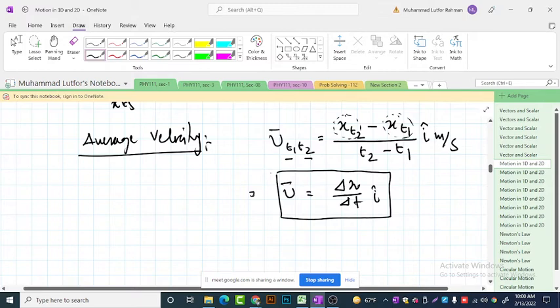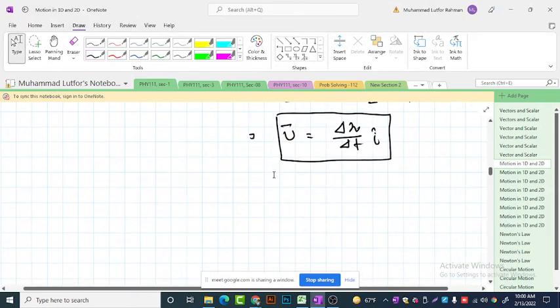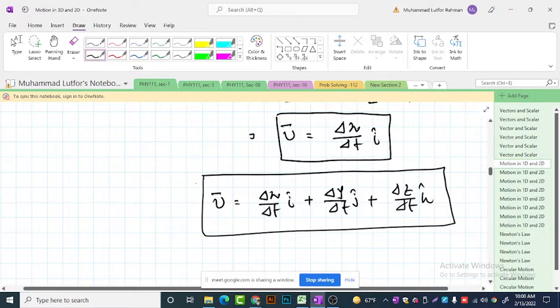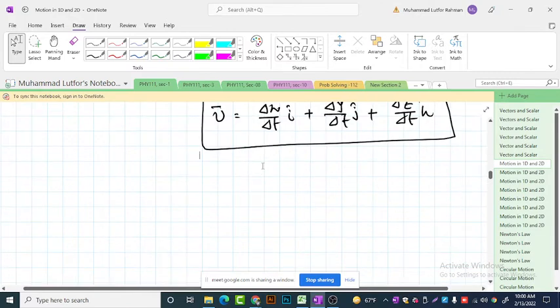Now this one is one dimensional. If it is two dimensional, then we can write it as del x over del t i hat plus del y over del t j hat, right? If it is three dimensional, then you can write del z over del t k hat. So that would actually be the general definition of average velocity, and this would be the most general equation to find the average velocity.